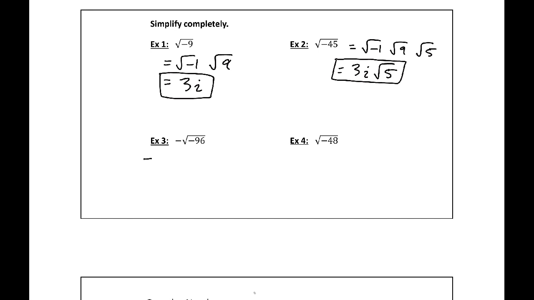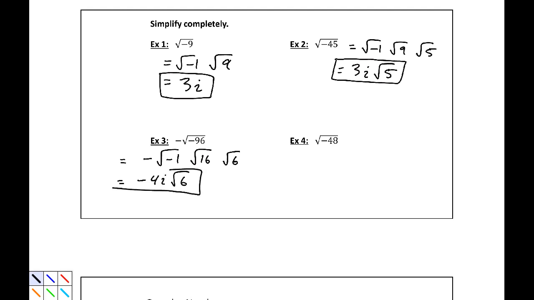So this is minus square root of negative 1, I'm going to go ahead and write this as my 3 radicals, 16 and then root 6. And 16 is the largest perfect square that will go into 96, and I know that because 6 doesn't have a perfect square that goes into it. So this would be negative 4i root 6 for the same reasons as number 2.